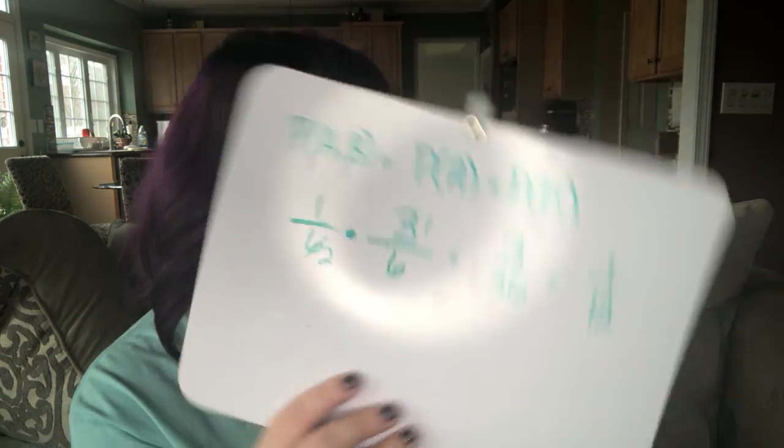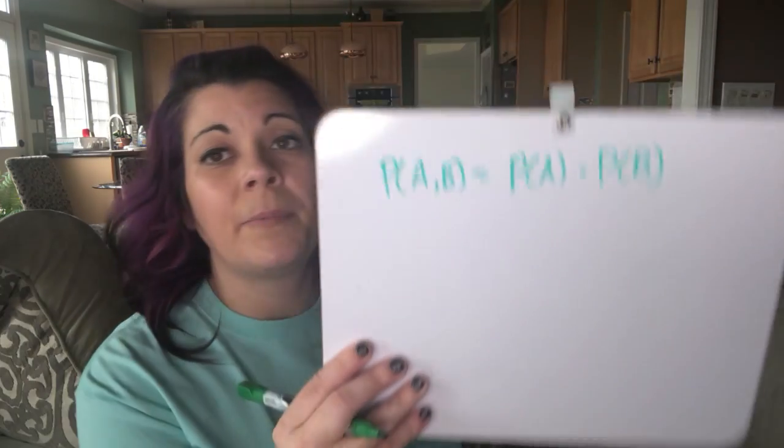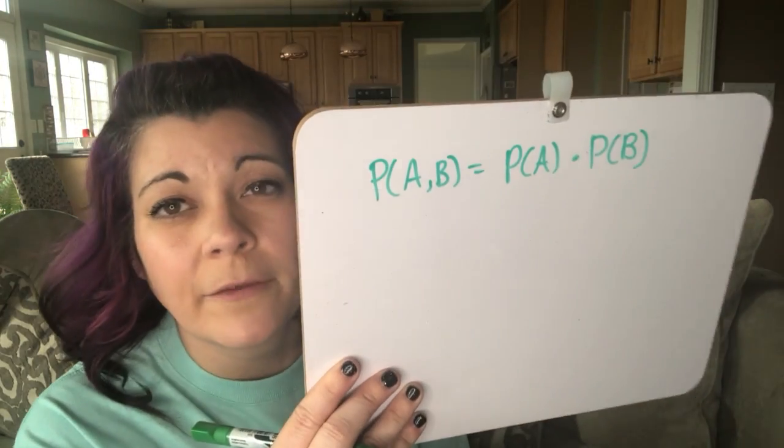Now, a dependent event is whatever happens in the second event did get affected by the first event. So the first event did affect the second event, and the second event depends on what happens in the first event. So for this formula, you still do the probability of the first event happening times the probability of the second event happening. But remember, the second event is affected by the first event.